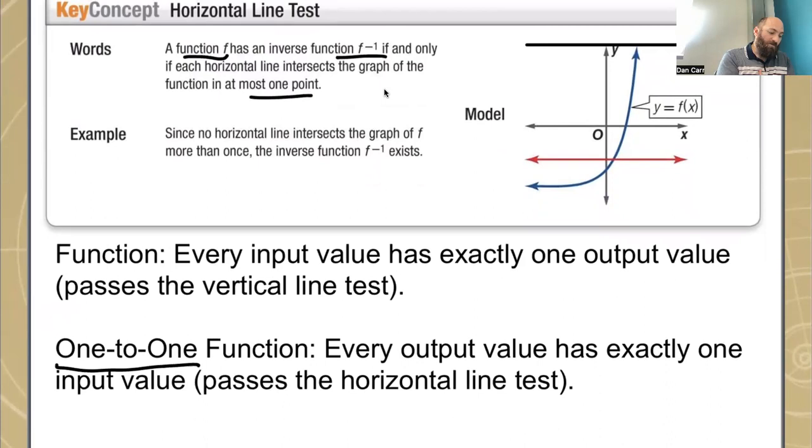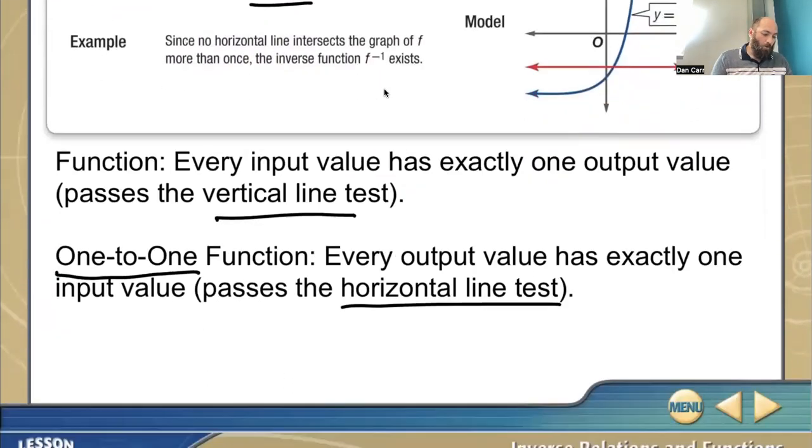Remember, just to be a function, it has to pass the vertical line test. To be a 1-to-1 function, it has to pass the horizontal line test. Any function has one input value going to exactly one output value, but for a 1-to-1 function, every output value has exactly one input value.